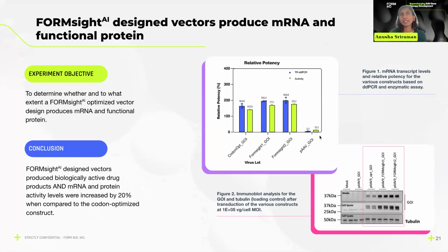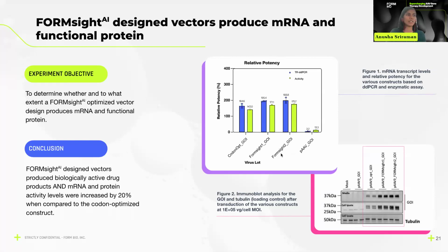And then coming to whether the FORMsite design vectors are able to express well, we performed a couple of assays. Here we've done ddPCR to look at mRNA expression. We did immunoblot analysis to check for protein expression. And we also did an enzymatic assay to test whether these proteins that are being made are actually functional or not. So let's take a look at the mRNA expression that's indicated by the blue bar.